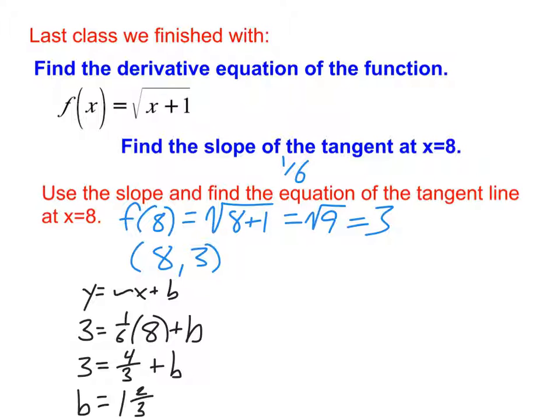And so then we end up with an equation of y equals 1/6 x, because I want the slope, of course, to stay in there, but x and y, they can change. This is the equation of a line, plus our b value, and our b value here was 1 2/3, or, again, 5/3 if you wish.